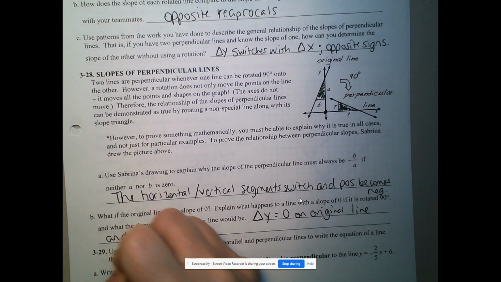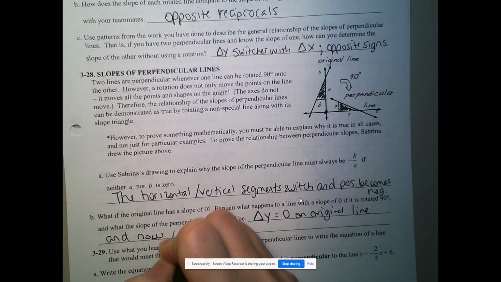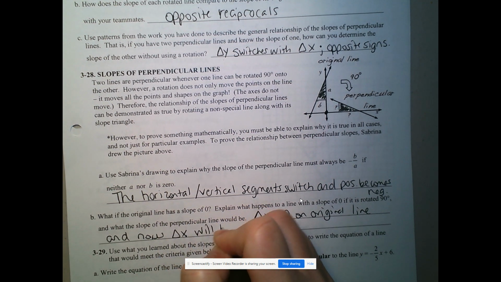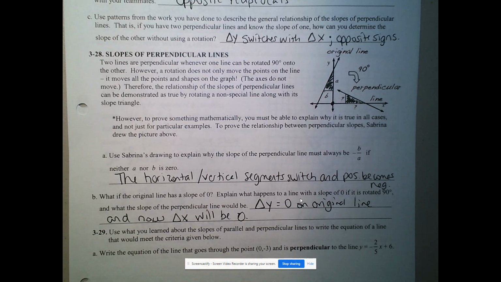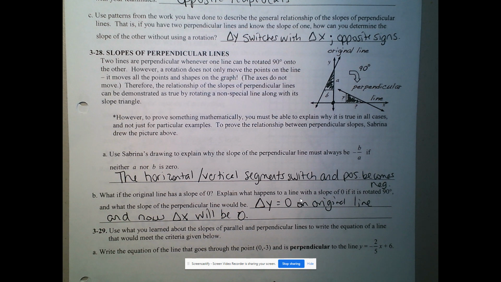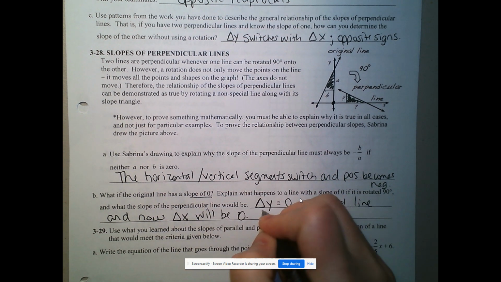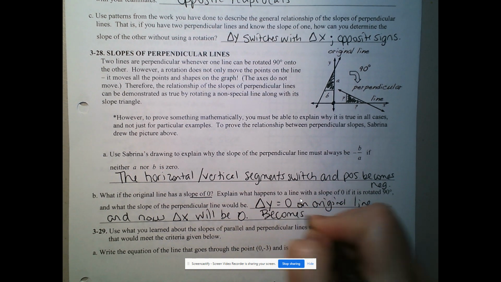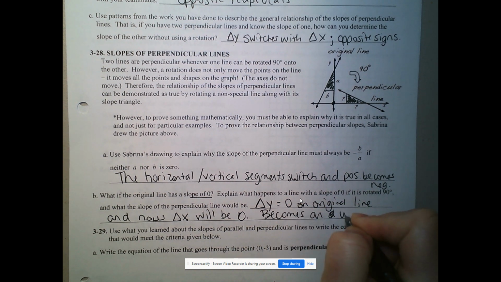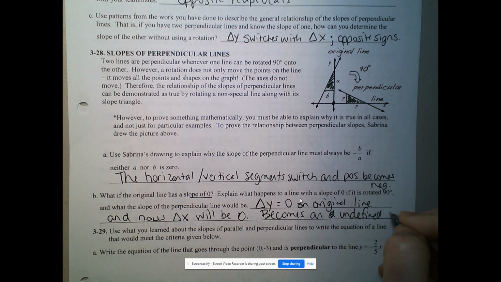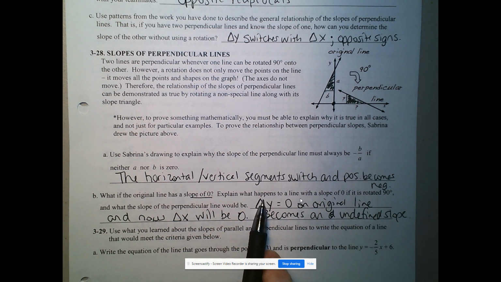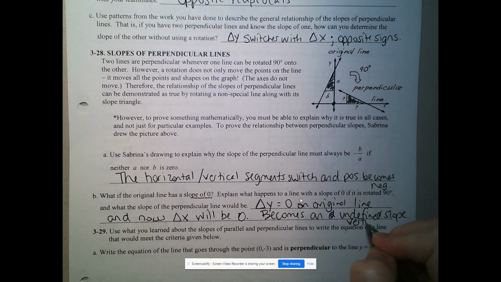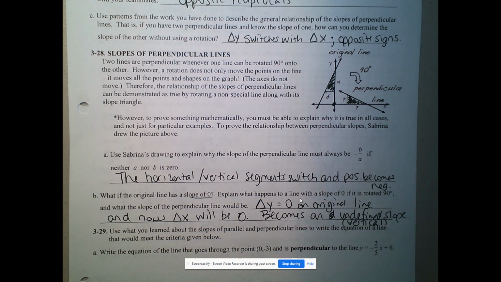And now the delta x will be 0. Meaning you now have a vertical line instead of a horizontal line. So since you now can't divide by 0, your slope becomes undefined. So something that originally had a slope of 0 becomes an undefined slope. And you can also say if the original was a slope of 0 and it was horizontal, now it's going to be vertical.